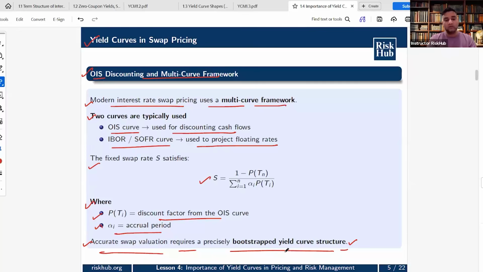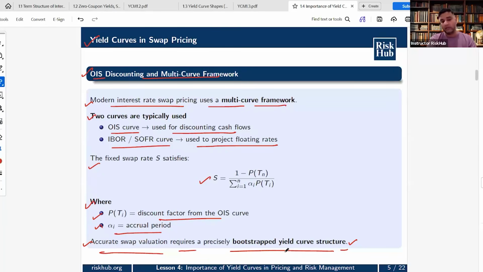Then we have bootstrapping: building a zero curve step by step from market instruments, shortest maturity first. The swap rate is given by the formula S equals 1 minus P(T_n), all divided by the sum from i equals 1 to n of alpha_i times P(T_i). The formula says the fixed swap rate is the value of the floating leg divided by the value of one basis point of fixed payment. S is the fixed rate that makes the swap worth zero at start. P(T_i) is the discount factor of payment date T_i. Alpha is the accrual period, which is the year fraction between payment date i minus 1 and payment date i under the relevant day count rule. T_n is the final payment date. The denominator is called the annuity or PV01, for scaling.